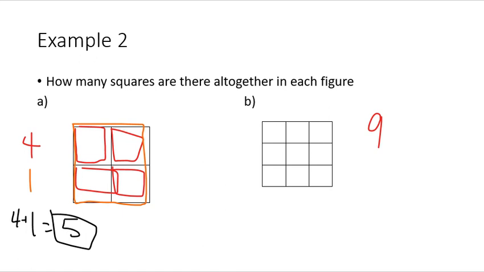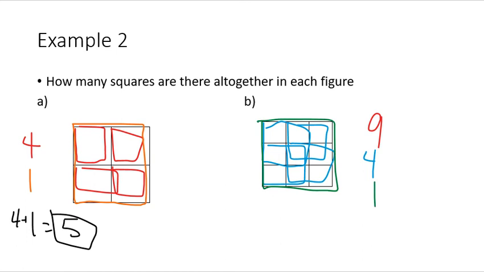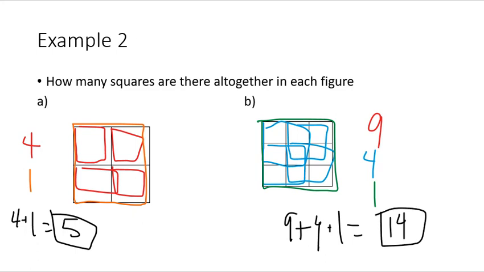And then if we look closer, we have these medium squares here, like this, one with 4 little small squares. So 1, 2, 3, 4. So we have 4 of these medium squares. And then at the very end, let's choose green, we have a big square here. That's 1. So then that gives us 9 plus 4 plus 1 is equal to 14 squares altogether.